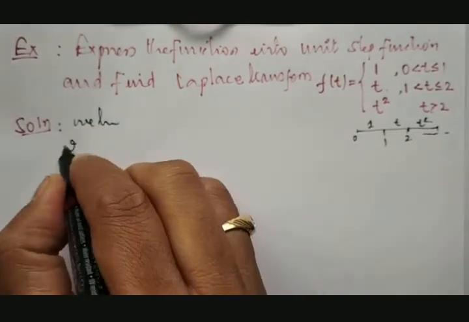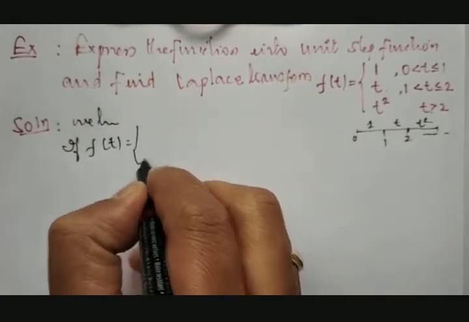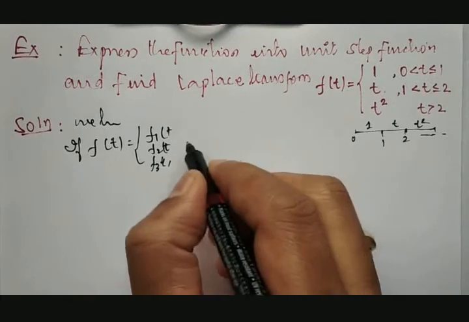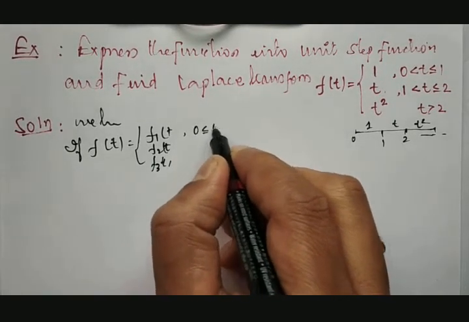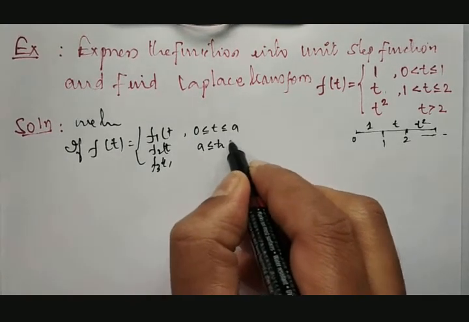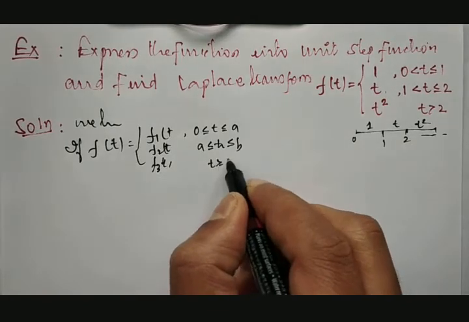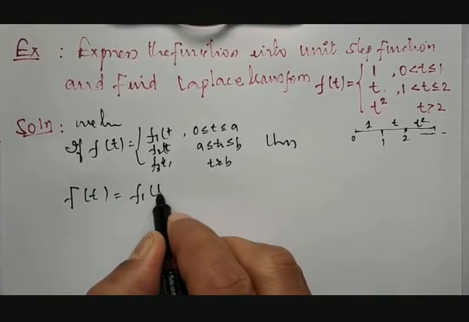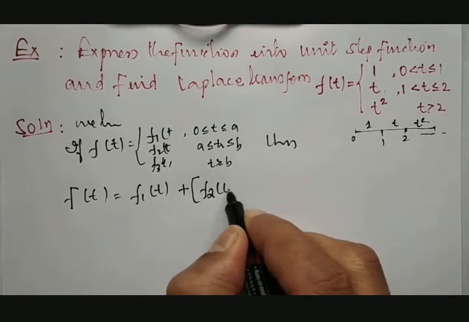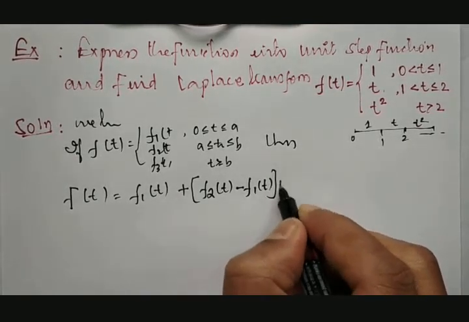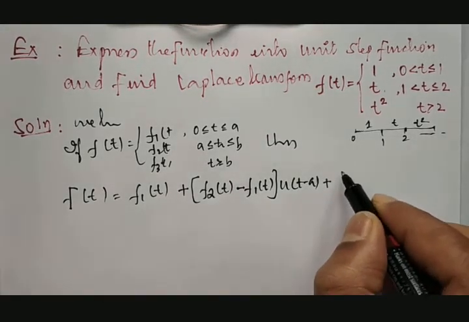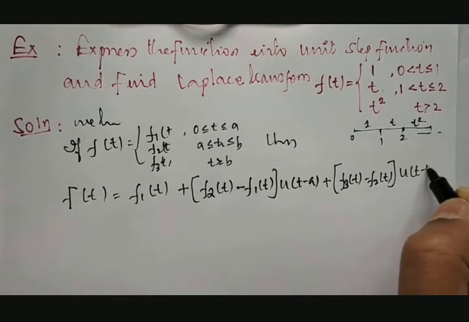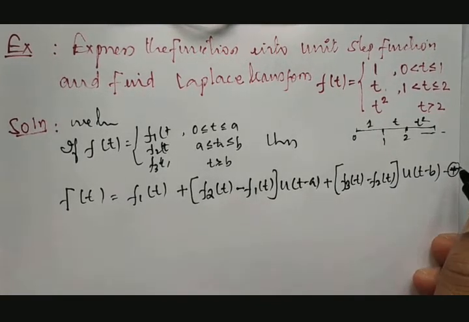Therefore, what to do? We have a property. It says if f of t is equal to triple valued f1 of t, f2 of t, f3 of t, between the range 0 less than or equal to t less than or equal to a, and a less than or equal to t less than or equal to b, and t greater than or equal to b, then we have a result which says f of t is equal to first function plus second function minus first function into u of t minus a plus third function minus second function into u of t minus b.